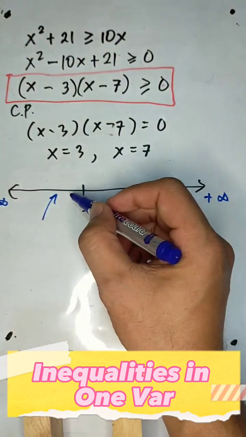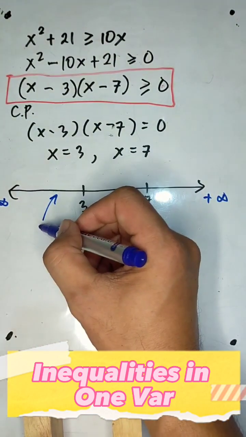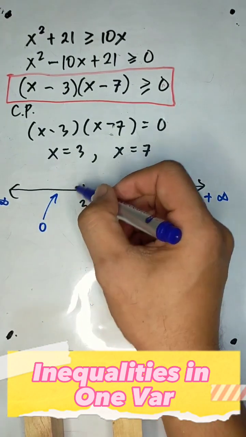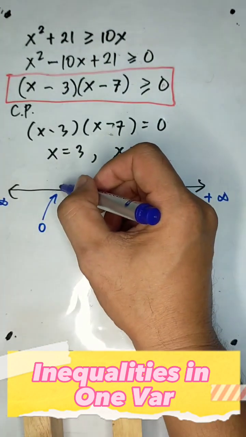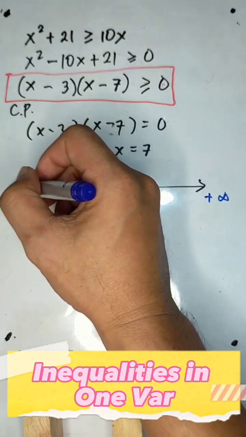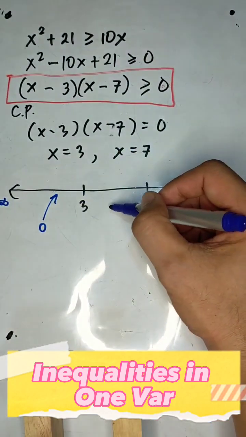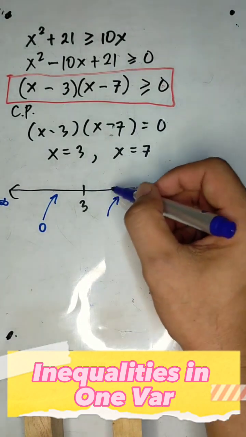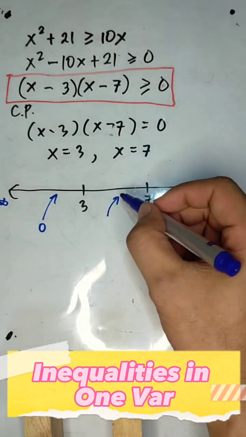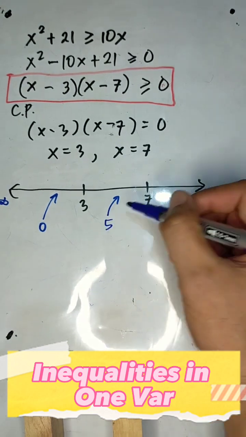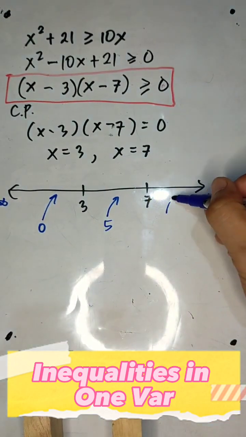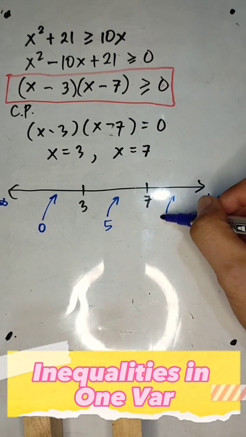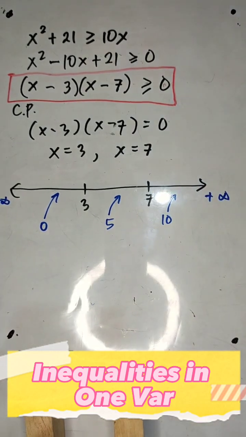In this interval here, 0 belongs to it, so we can use 0. You can use any number in here. It could be 1, 2, 0, or a negative number. 0 is easier for me. For this one you can use 4, 5, 6, any number between 3 and 7. I'll take 5. And for this one here, let's take 10. These are our test points.